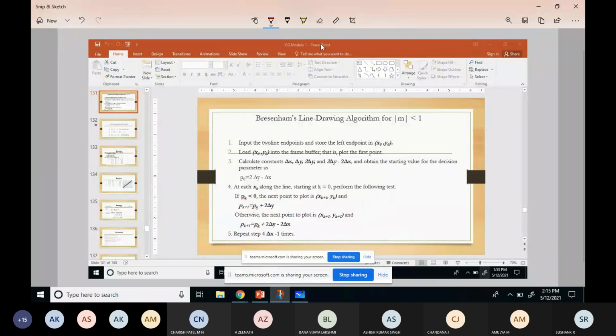On the rough sheet somewhere, you just write it. On the rough side, you write delta x, delta y value. Then the difference between 2 times delta y and 2 times delta x. You calculate delta x, delta y, 2 times delta y. And for this formula, P naught you'll only calculate once, so you can directly write it here itself. P naught will be a starting value.